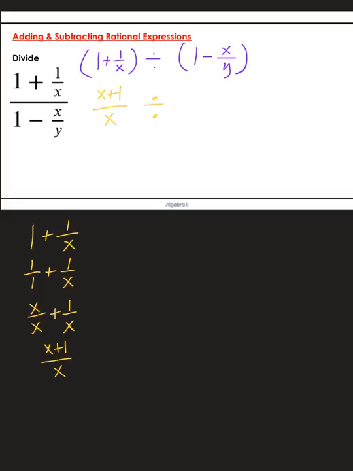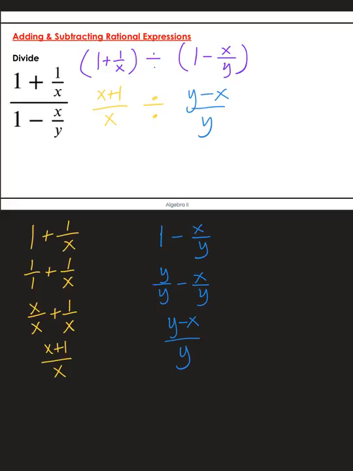Now let's simplify the other side. I have 1 - x/y. I need a y in the denominator, so I know I can rewrite 1 as y/y, minus x/y. So I end up with (y - x)/y. So this one is (y - x)/y. And so now this is a division problem.